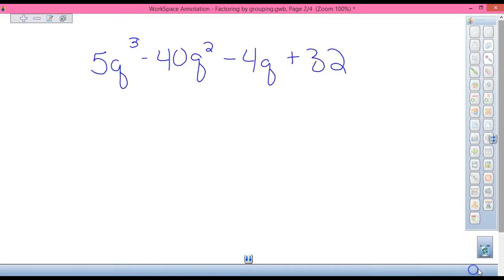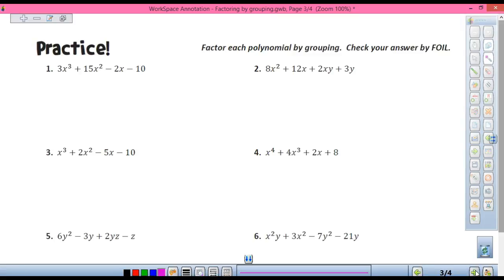Okay, so if you look at number one, put parentheses around the first two, parentheses around the second two. In the first part, what can come out? 3x squared. And what do I have left? X plus 5. Is everybody with me?